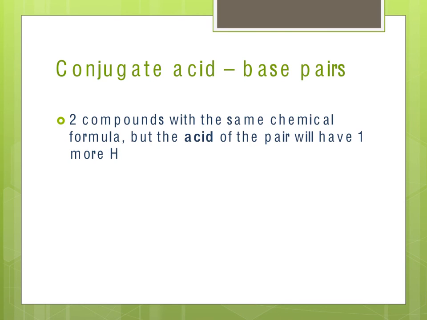So if I have two compounds that have the same chemical formula, but the acid of the pair is going to have one more hydrogen, that's what we call a conjugate acid-base pair. So for example, the item we've used already, we have ammonia is NH3, and ammonium is NH4. This is supposed to be a +1. I'll go ahead and correct that. It's NH4 plus. So the NH4 has one more hydrogen than NH3. So this is the base, and this is the conjugate acid. The acid of the pair is going to have one more hydrogen.